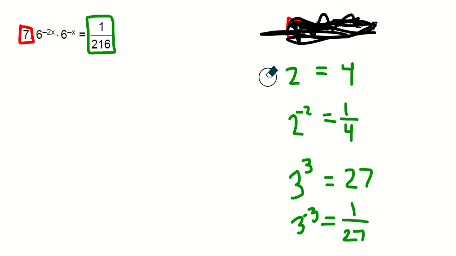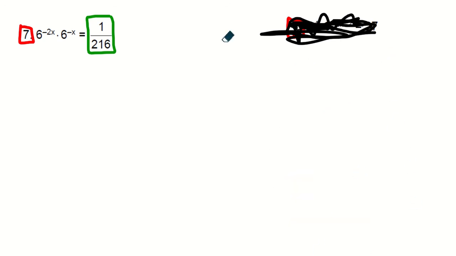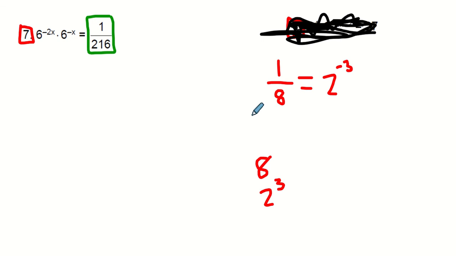So let me try this in a different way. If I want to know what is 1/8, well, 8 is actually the same thing as 2 to the third power. So 1/8 is 2 to the negative third power. So notice, if it's a fraction, basically it's the same thing as whatever the number on the bottom is, but with a negative number. So to start this problem, I'm looking at 1/216.